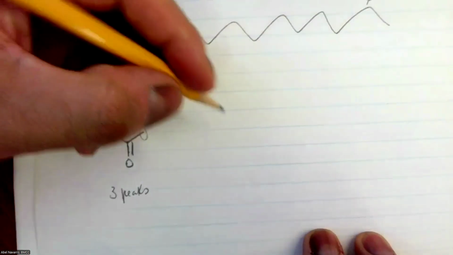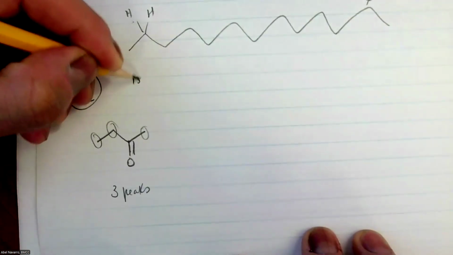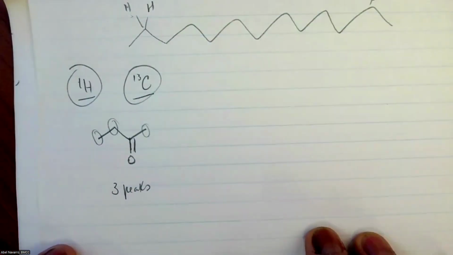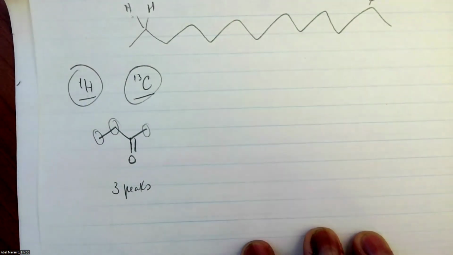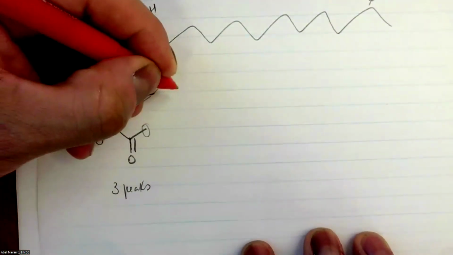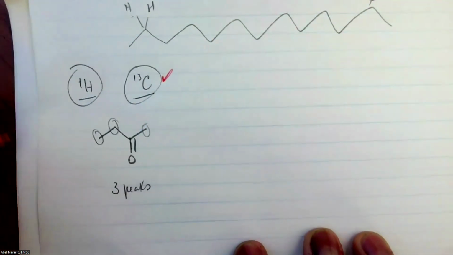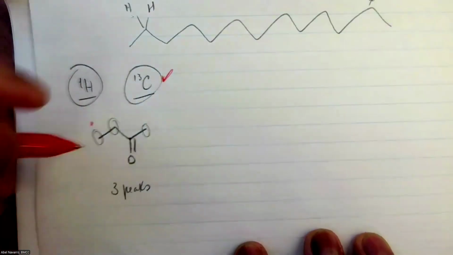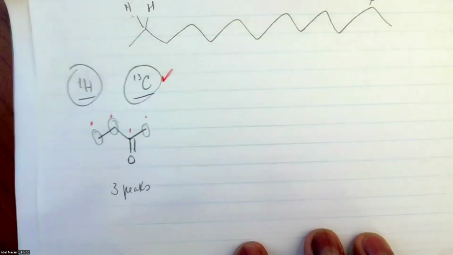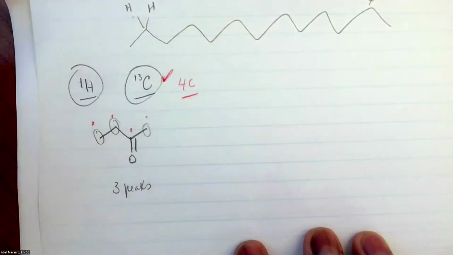Okay. Let's do carbon. What about carbon? Can carbon also be studied the same way? Yes, you can also study carbon the same way. Let's use red ink for that. For carbon, how many carbons? Okay, 1, 2, 3, 4. In this case, they are all 4 carbons.